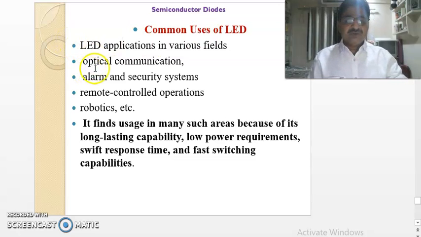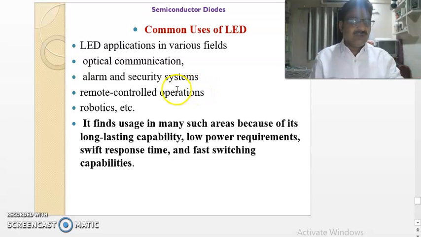One of the fields is optical communication, alarm and security systems, remote control operations. You might have observed remote control of television, remote control of AC, robotics. Then LEDs are utilized.